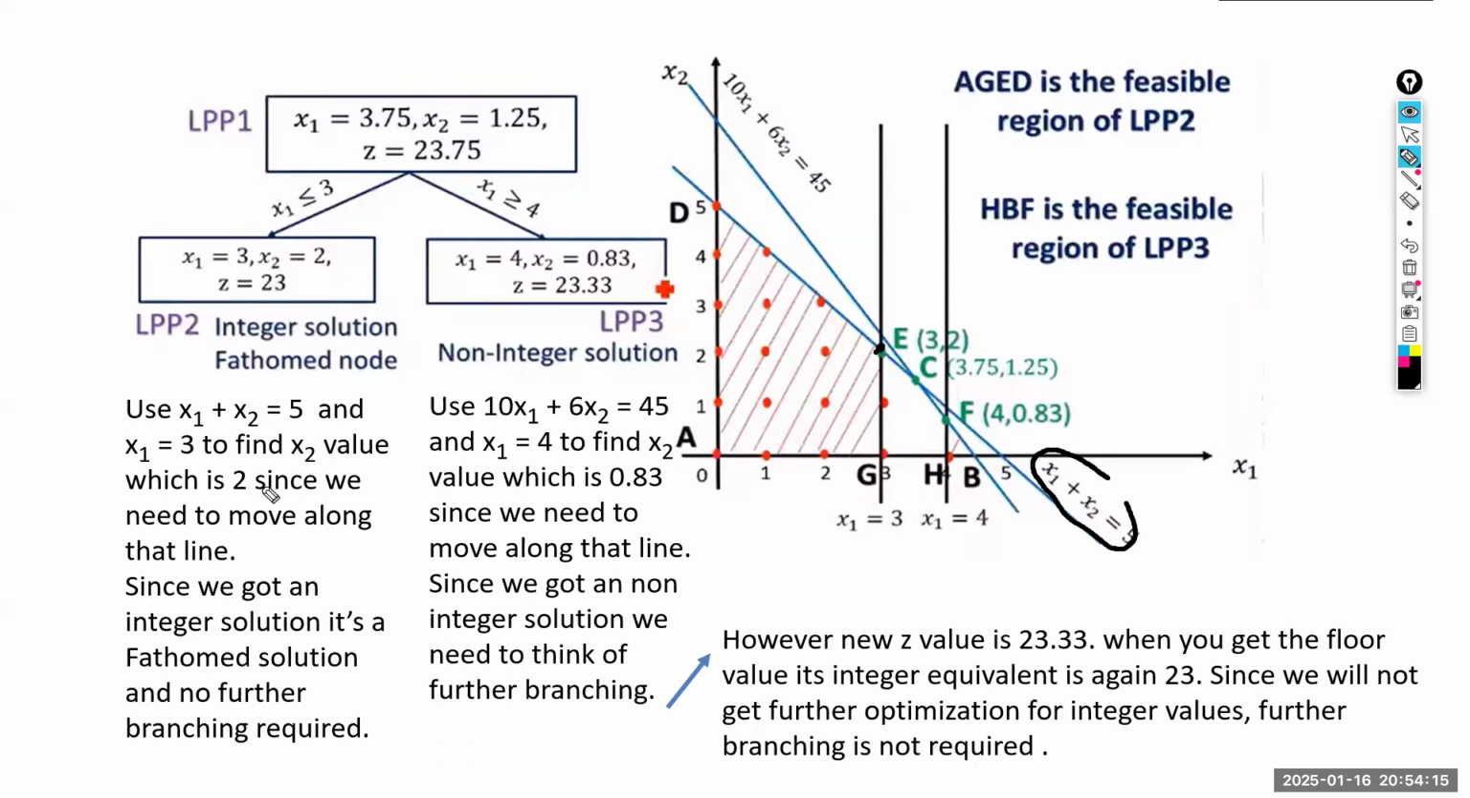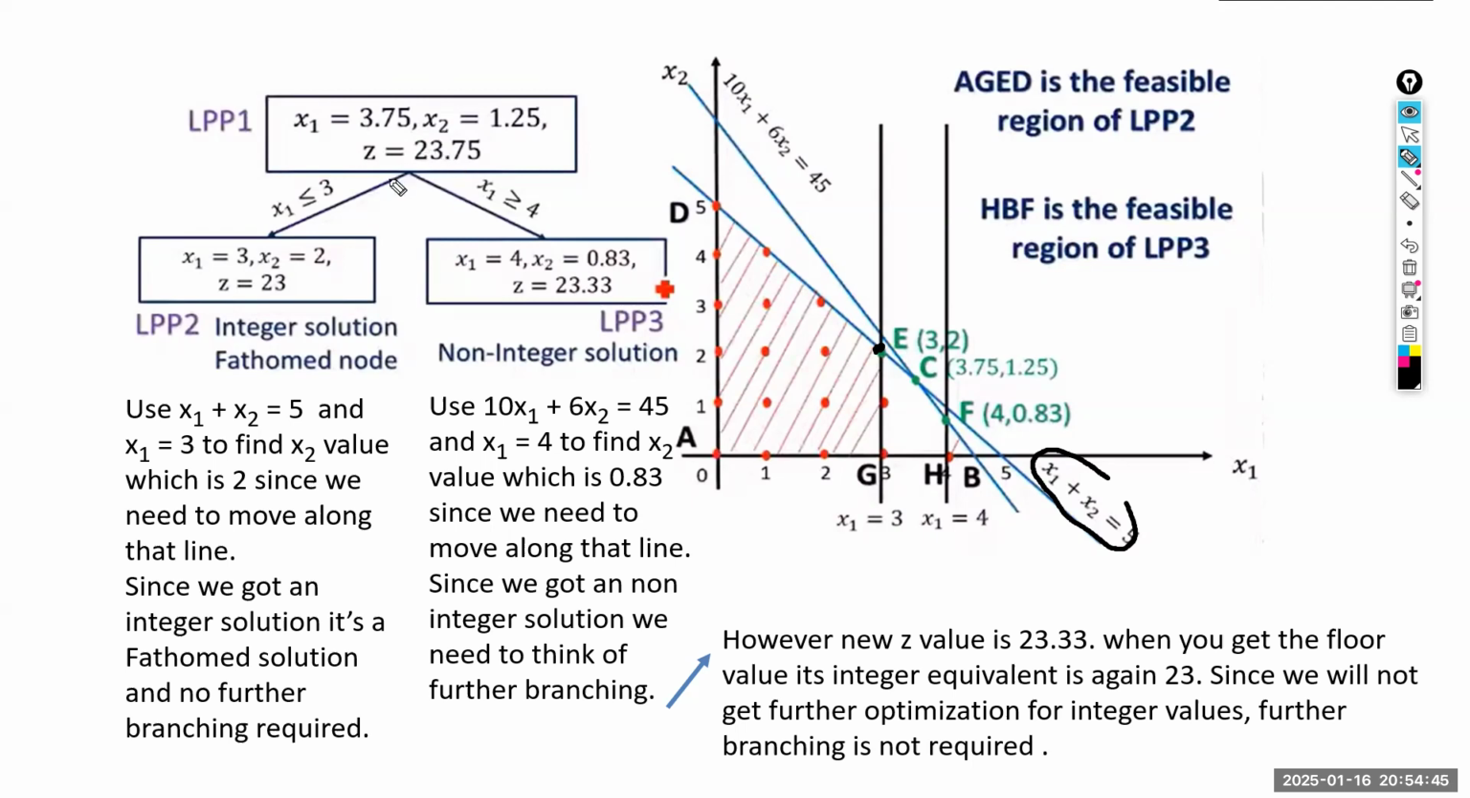That means now we have found an integer solution, that is this point, which is x1 equal 3 and x2 is 2. How do you find x2? By substituting, because this point is in this line. And it is an integer solution, which is good, and this is 23. Of course, it is less than 23.75. Obviously, it is going to be lesser. You are not going to get better than this.